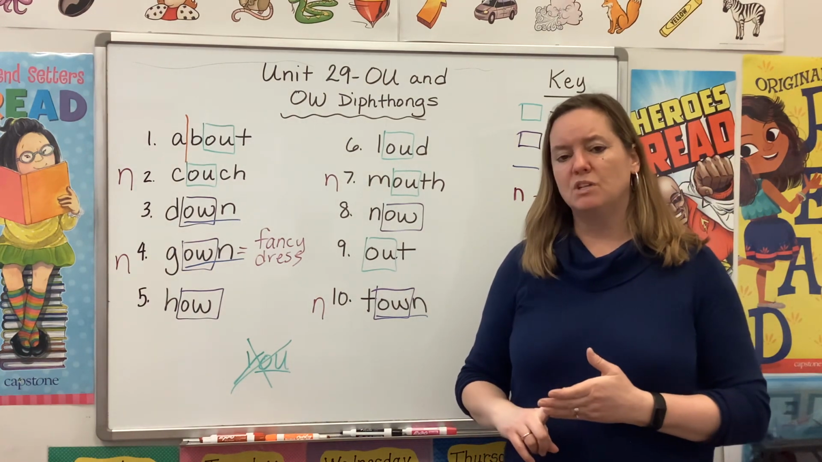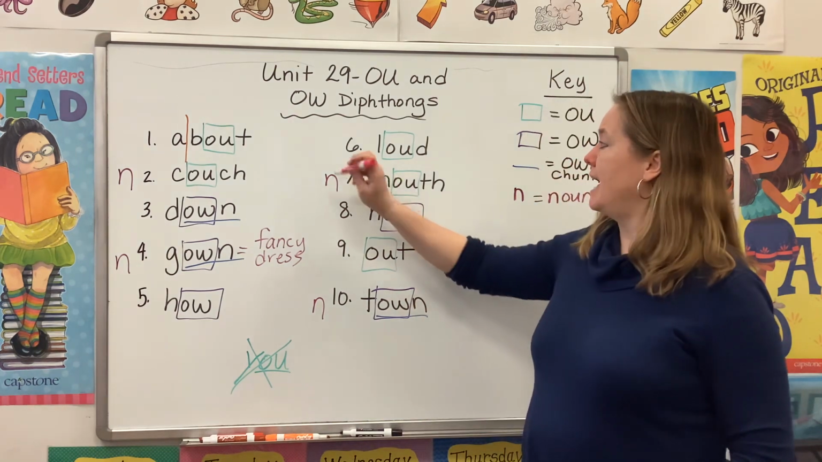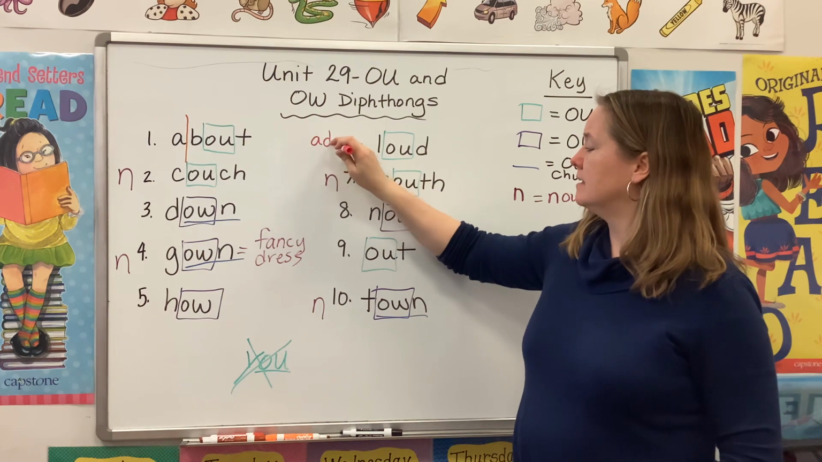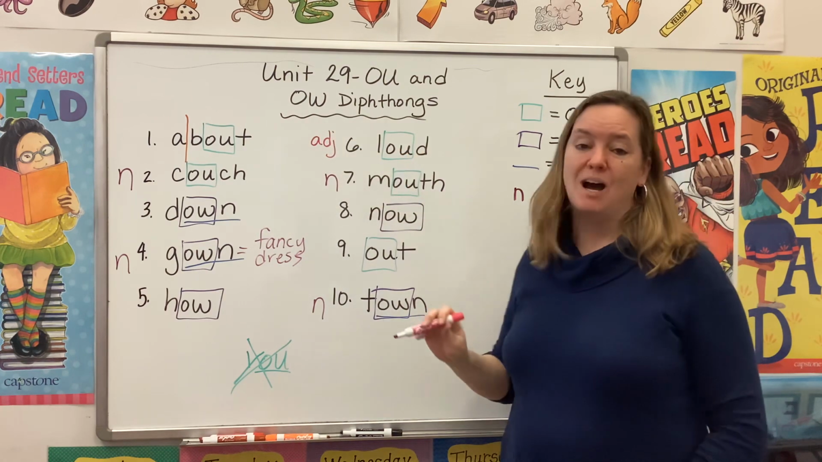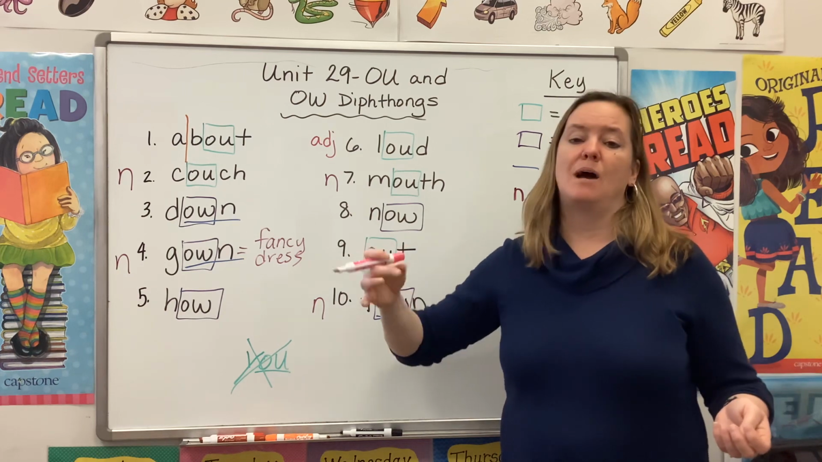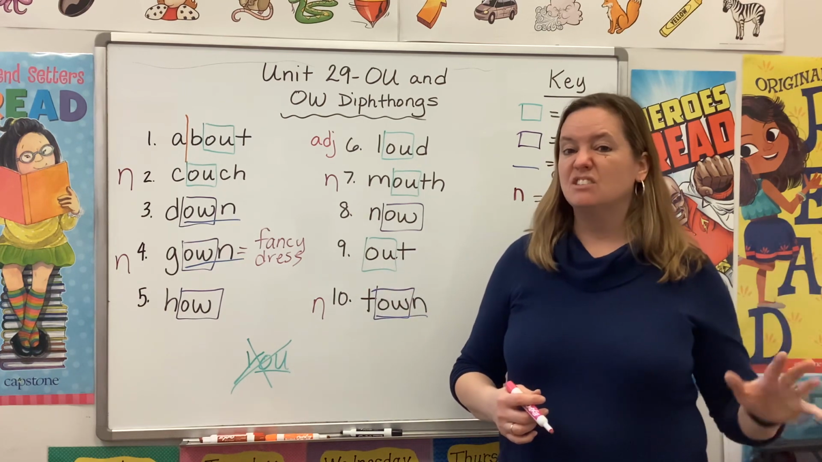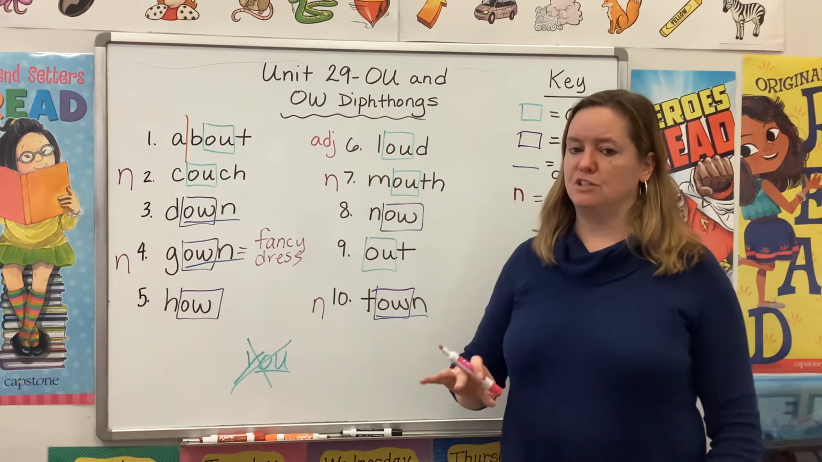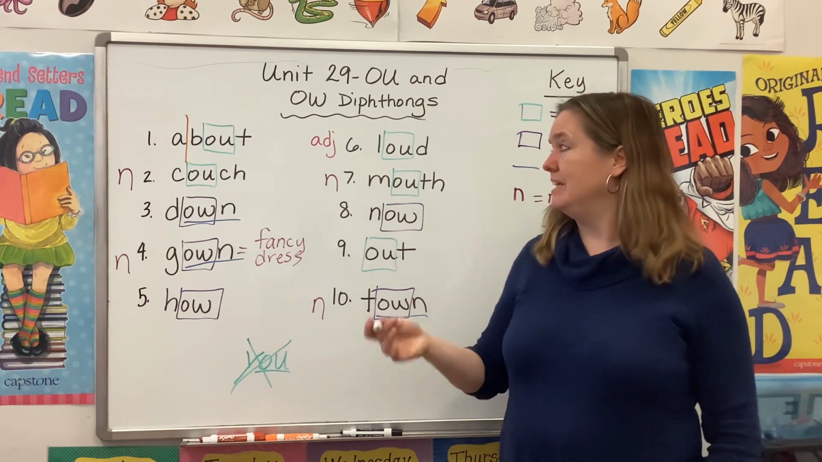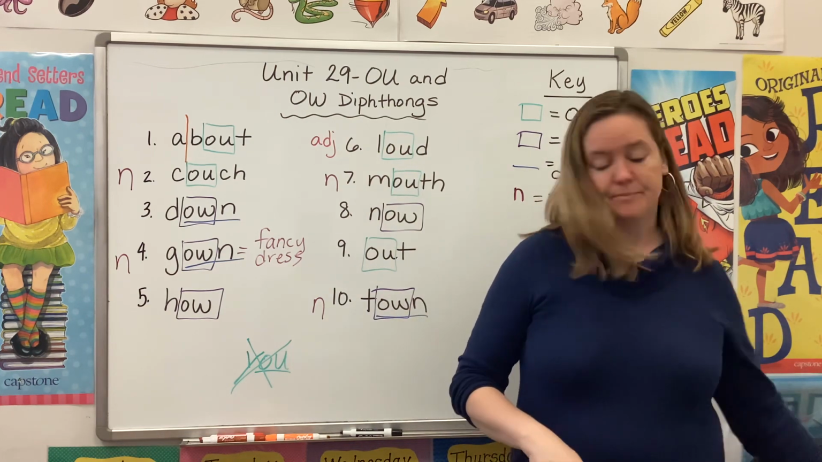We also have one adjective this week. Do you remember what those are? They are describing words. So we have one right here. The word loud. The word loud can describe a person. He has a loud voice. It could describe an event, like the concert was very loud. It could describe an object, like a TV. So it is definitely an adjective.